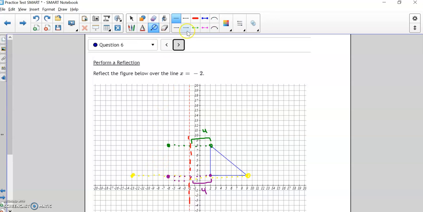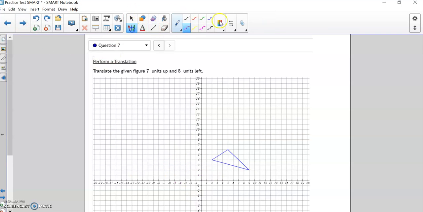Alright, now we can make our line. That was a little rough, but we made it. Okay, and that is your reflection. Again, notice how they are both equidistant from this red line. That is what it means to be a reflection.